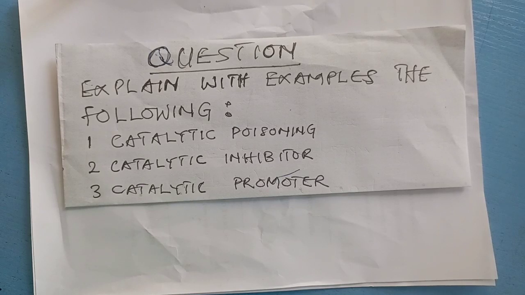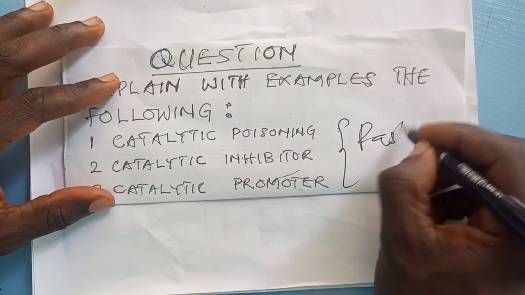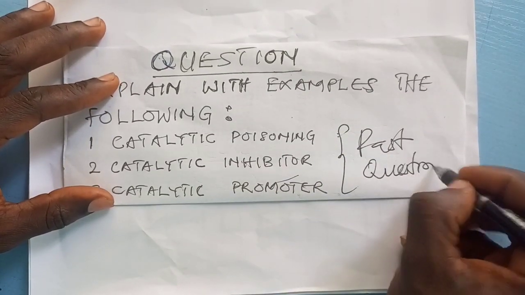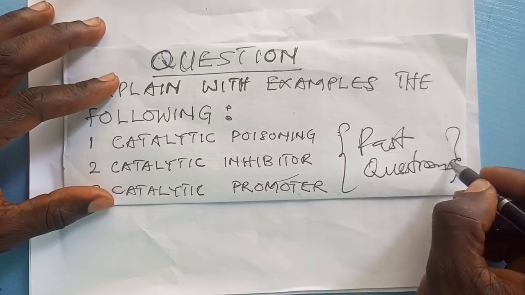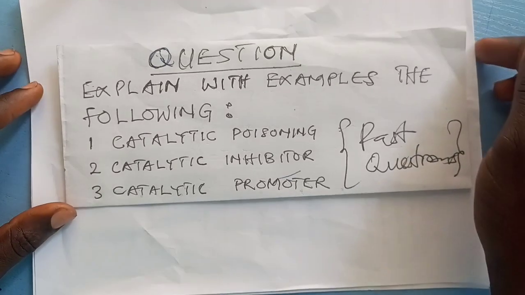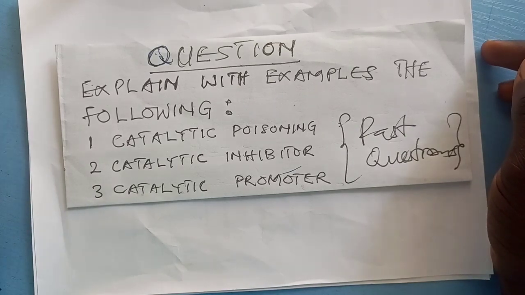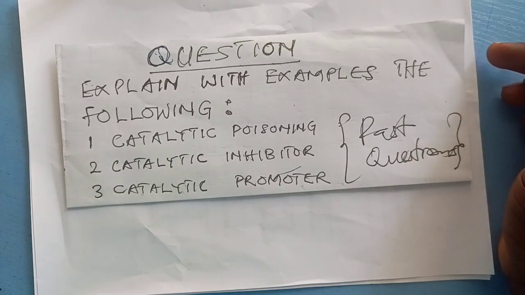So this is the question before us today, and this question has brought some further questions, agitations among students. It was gotten from some past questions, okay? And the question is: explain with examples the following: catalytic poisoning, catalytic inhibitor, and catalytic promoter.